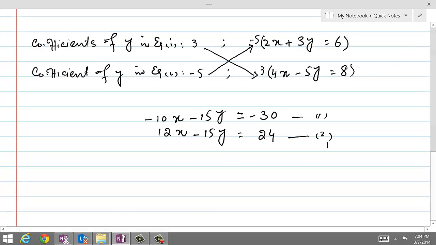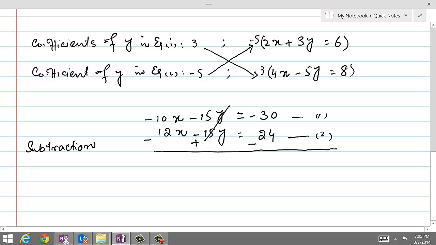In order to eliminate y, we are going to change the signs. So again we do subtraction, and for subtraction we are going to change the signs here. For equation number 2, this will become minus, this will become plus, this will become minus again. This time 15y will be gone with 15y, and what we will have is minus 22x equal to minus 54.